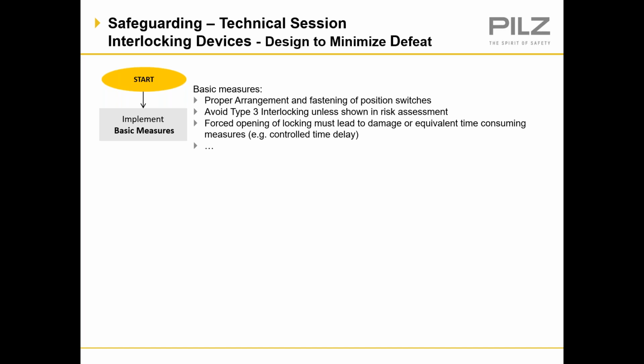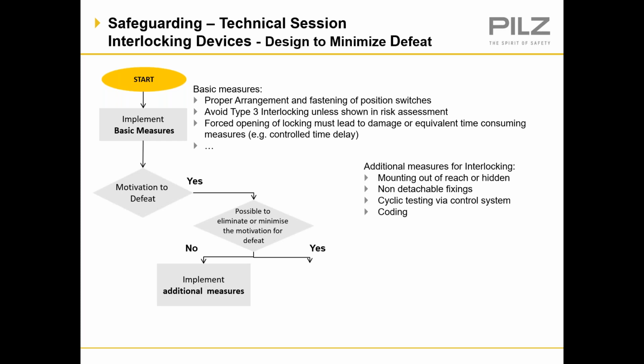So motivation for defeat should normally be assumed. And as a result of the more stringent requirements of the standard, additional measures often need to be applied. This would typically lead to the requirement of attaching at least an actuator in a non-detachable way, for instance, and that could be via welding, gluing, riveting, etc. And this is a kind of process chart to look at ways of minimizing defeat, and we'll run through this over the next couple of slides.